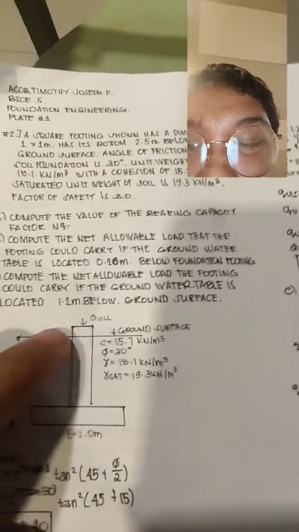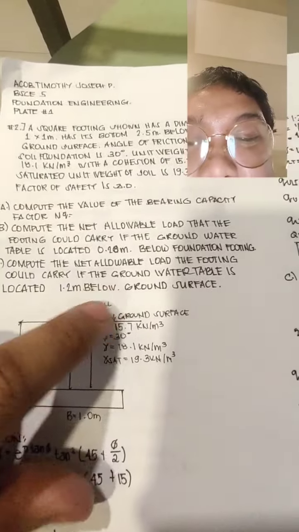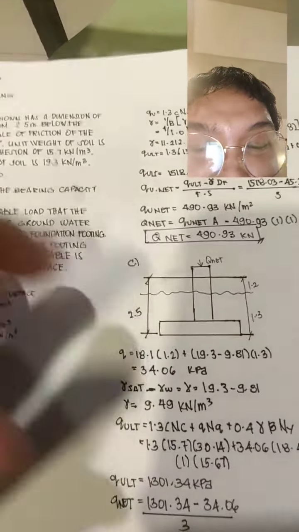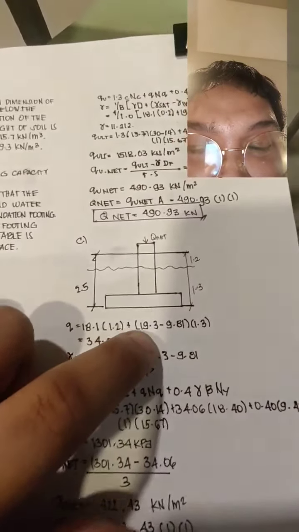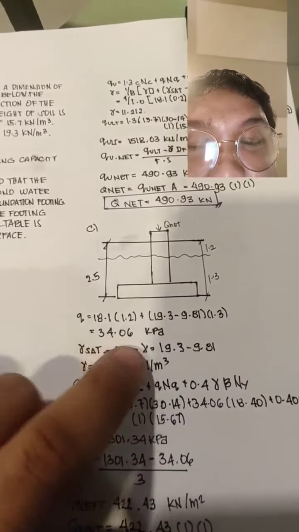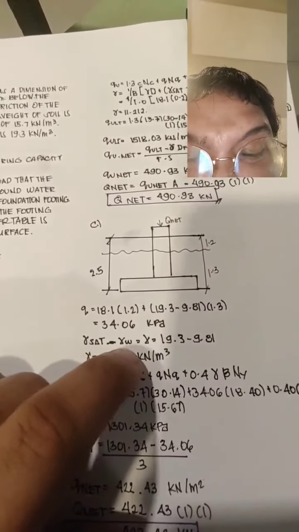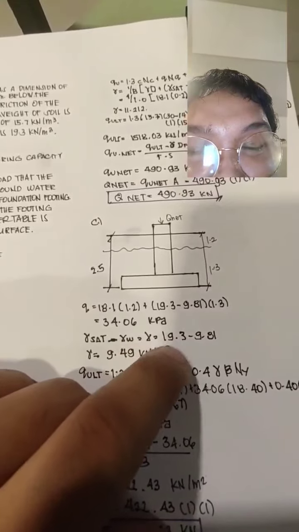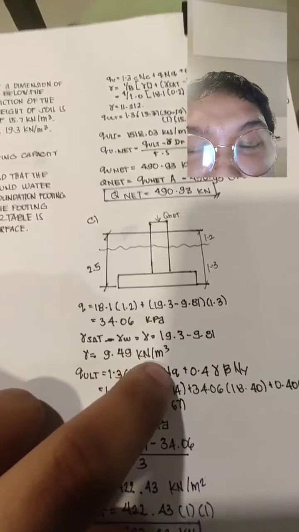And for letter C, this is the figure. It says here, compute the net allowable load that the footing could carry if the groundwater table is located 1.2. Here it is, this is the 1.2. q is equal to 18.1 times 1.2 plus (19.3 less gamma of water) times 1.3. Now, we get this 35.06 kPa. Gamma sat minus gamma of water is equal to gamma. So, 19.3 minus 9.81, gamma is equal to 9.49 kilonewton per cubic meter.